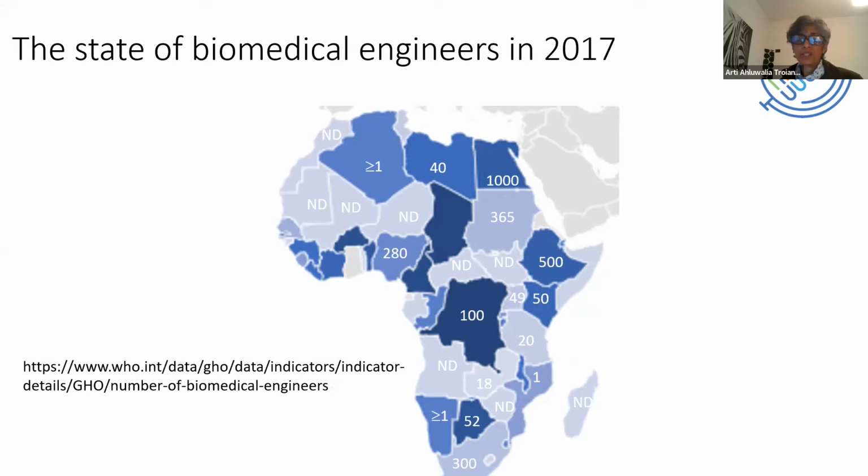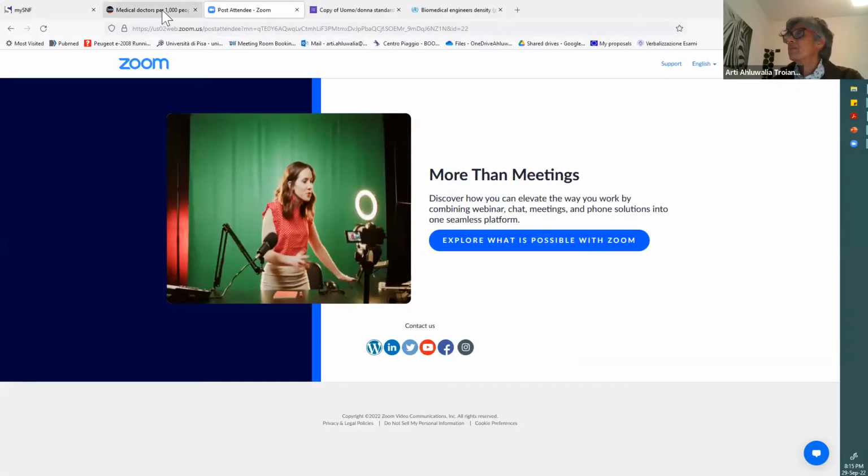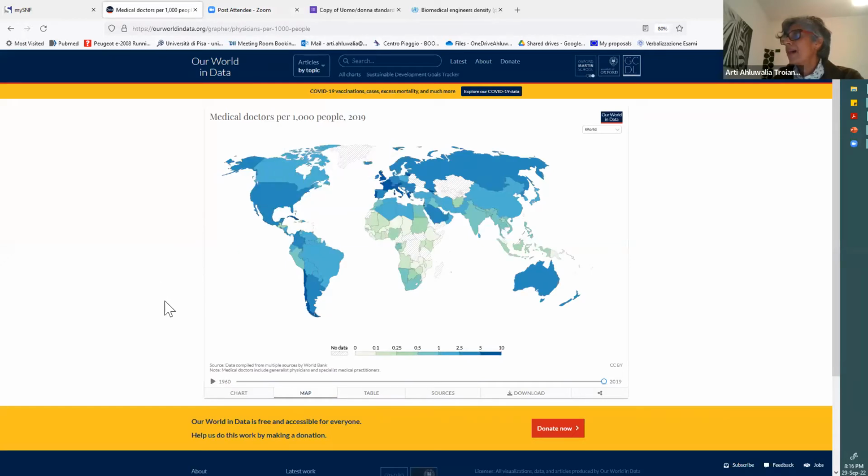bring medical technology to people across the globe. If you compare this with the number of doctors, I think the data are actually quite alarmingly different and possibly worrying. So this is the number of medical doctors per 1,000 people in 2019. In some countries, you have 10 doctors per 1,000 people. And these numbers are much, much higher than the biomedical engineers.